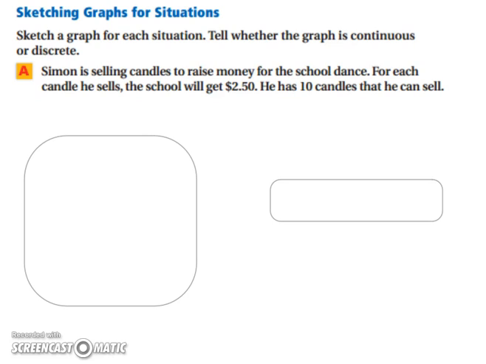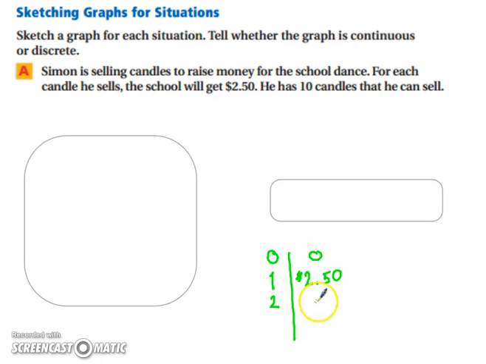Simon is selling candles to raise money for the school dance. For each candle he sells, the school will get $2.50. He has 10 candles that he can sell. We can make a table to help us out. So, for example, if Simon sells 0 candles, he's only going to make $0. And then if he sells 1 candle, he'll make $2.50.